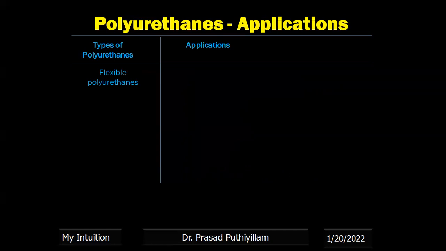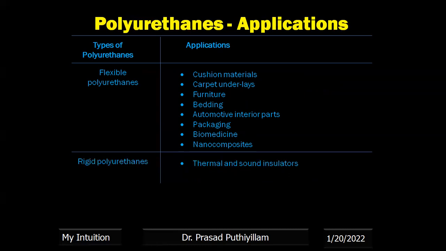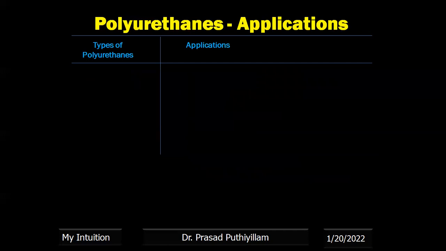Second one, flexible polyurethanes. Flexible polyurethanes are the foam or cushion materials. They are even used as carpet underlays, and in furniture, bedding, automotive interior parts, packaging, biomedical applications, and even the preparation of composites, especially nanocomposites. Rigid polyurethanes are used as thermal and sound insulators.